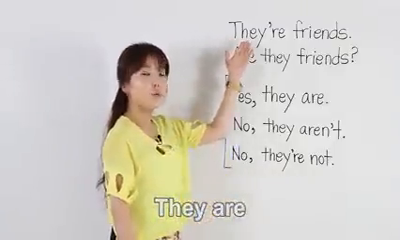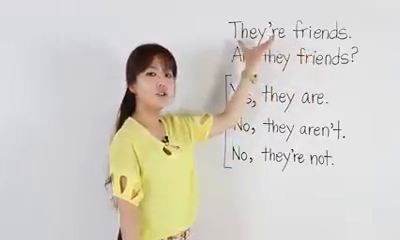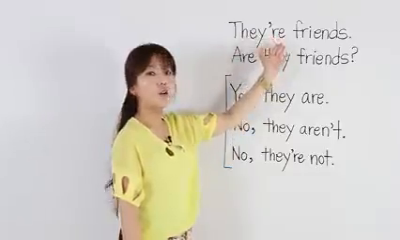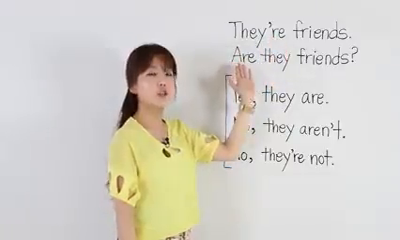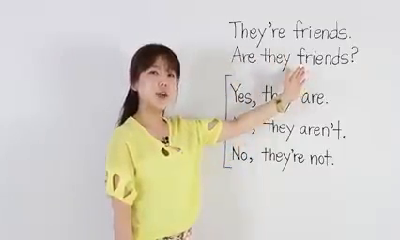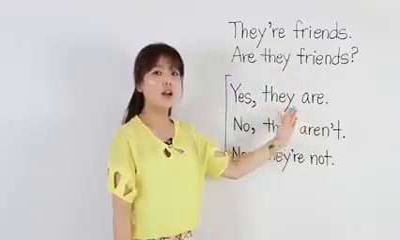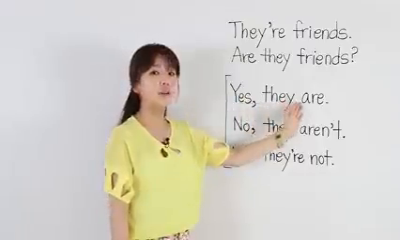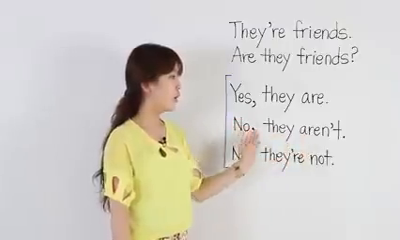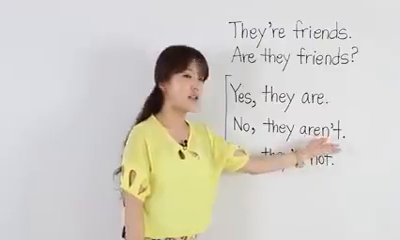Now we're moving on to they are in a question. The sentence on the board says they're friends. Remember, they're is a contraction for they are. The be verb are goes in the front of the question. Are they friends? When we answer, we can say, yes, they are. Or we can say, no, they aren't. Aren't is a contraction for are not.